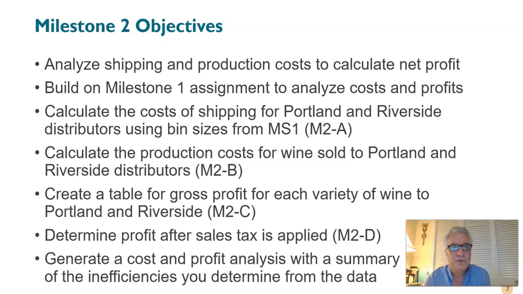So this will build on the Milestone 1 assignment to analyze costs and profits, which you will see will look different than the gross revenue because some of the shipping costs and production costs for certain types of wines are higher than you would expect. So what might look like a higher gross revenue might come out to be an actual very low profit.